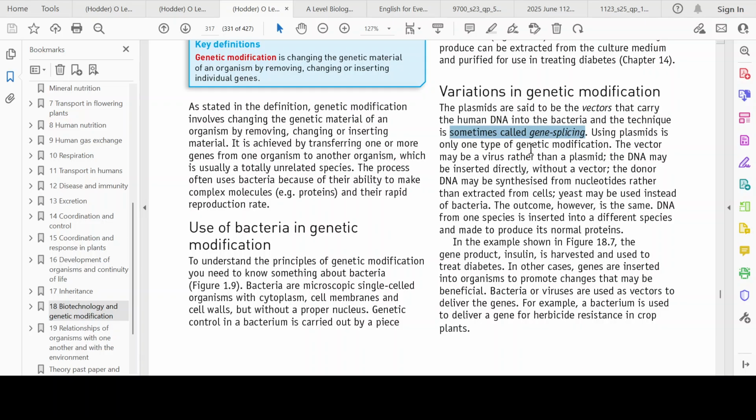Now, using plasmids is only one type of genetic modification, right? Viruses can be used. DNA can be inserted directly without a vector. The donor DNA can possibly be synthesized from nucleotides rather than taking them from cells. Yeast may be used instead of bacteria, right? So there are many different ways this can be done. The outcome is always the same. DNA from one species is inserted into a different species and made to produce the protein that it codes for, right? The normal proteins.